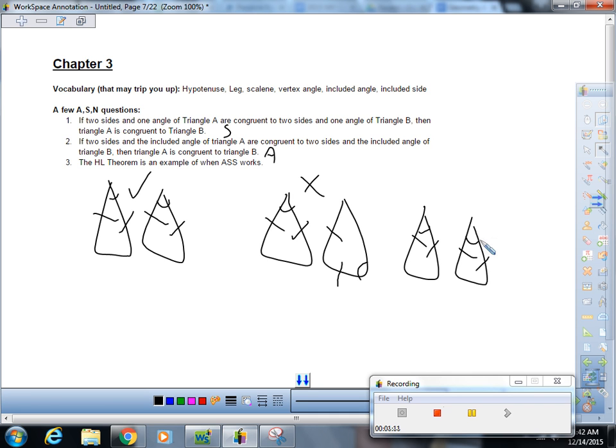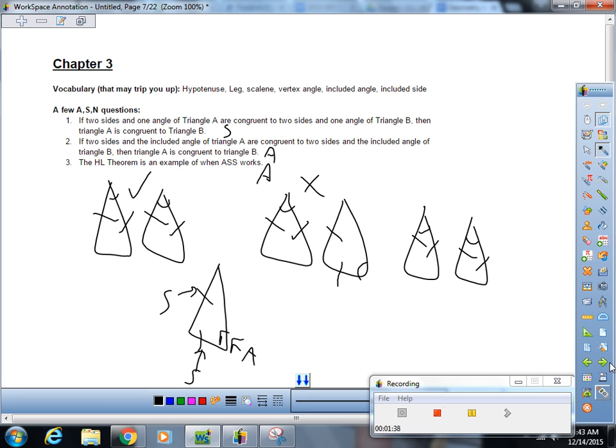And then the last one, the HL theorem, is the example of when ASS works. That would be always, because you have your right angle, then you have your hypotenuse and another leg, A, S, S.